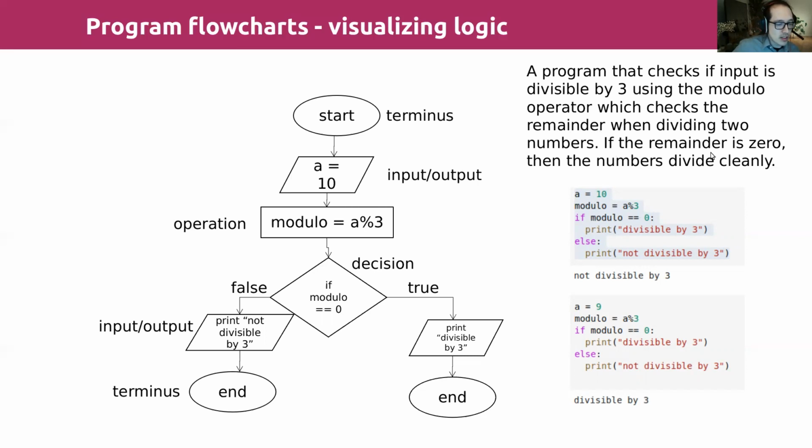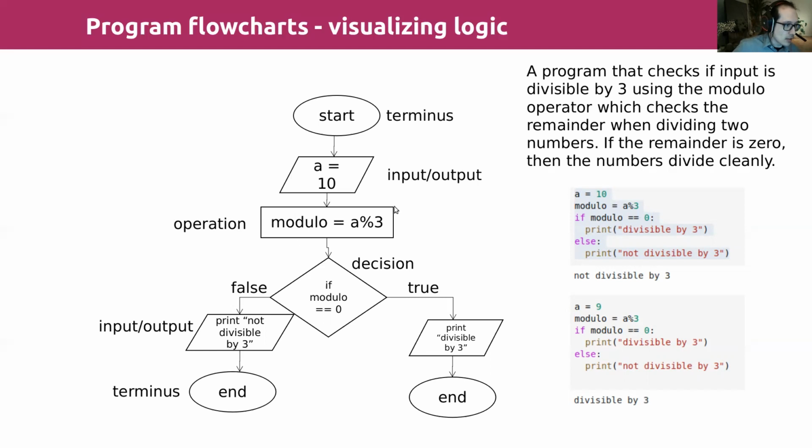So if two things are cleanly divisible, then the remainder is 0. The modulo will return a 0. So the way this program works is first we start. This is our terminus. We have an input, let's say a equals 10, and we want to know, is 10 divisible by 3? Of course, we know it's not. 9 is divisible by 3, but 10 is going to have a remainder of 1, right?